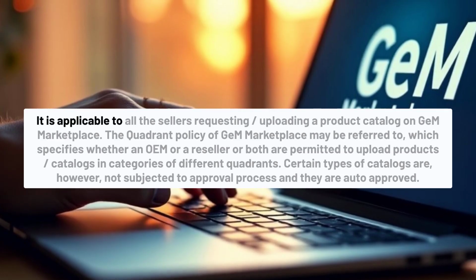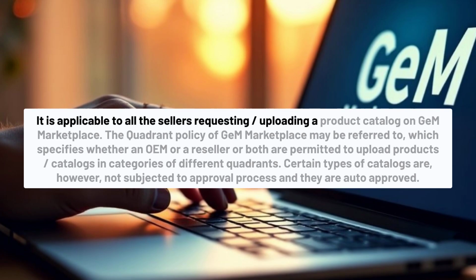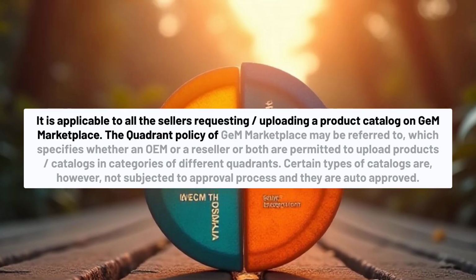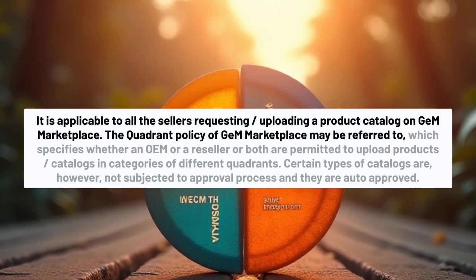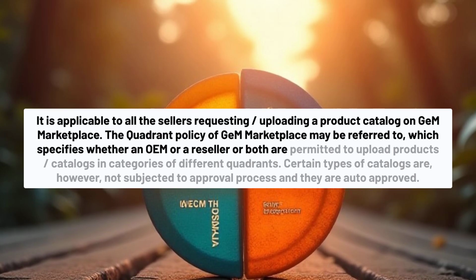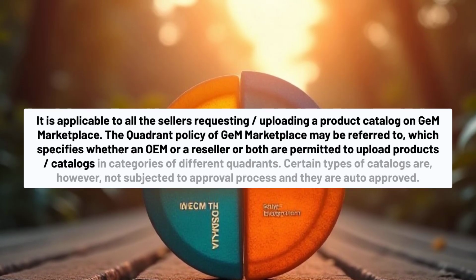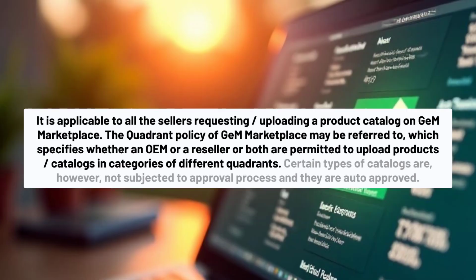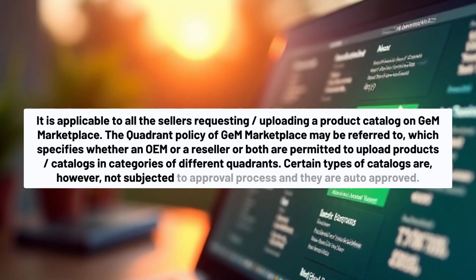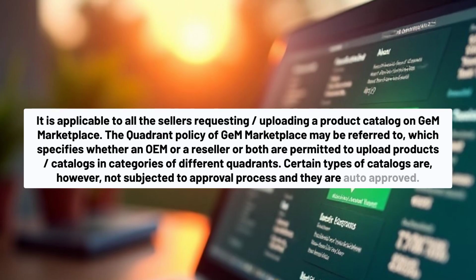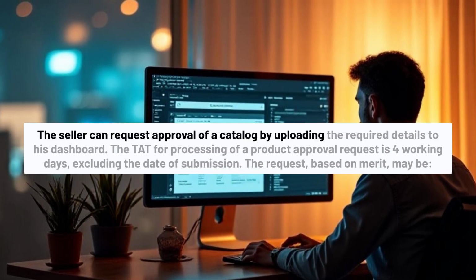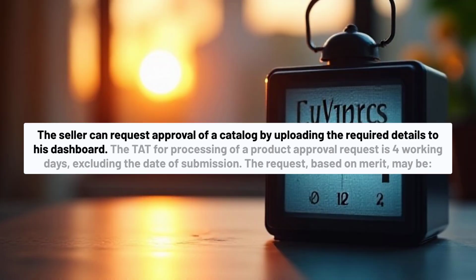The product approval policy is applicable to all the sellers requesting, uploading a product catalog on GeM Marketplace. The quadrant policy of GeM Marketplace may be referred to, which specifies whether an OEM or a reseller or both are permitted to upload products, catalogs in categories of different quadrants. Certain types of catalogs are, however, not subjected to approval process and they are auto-approved. The seller can request approval of a catalog by uploading the required details to his dashboard.